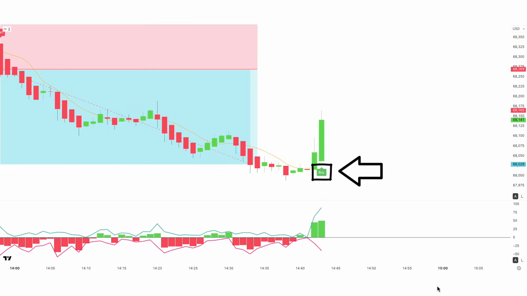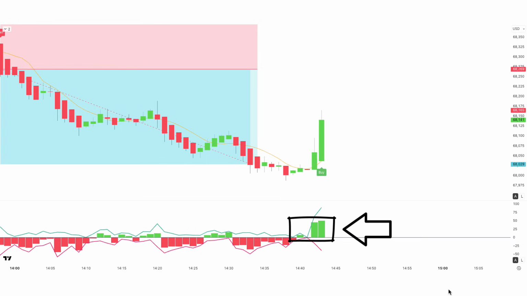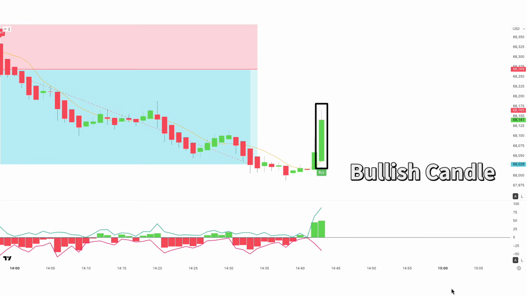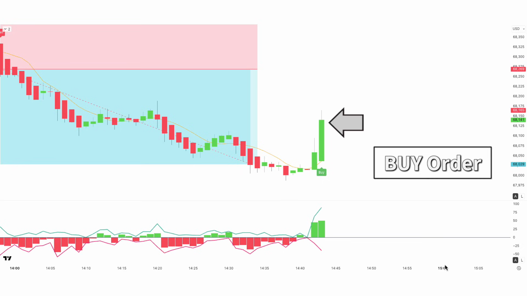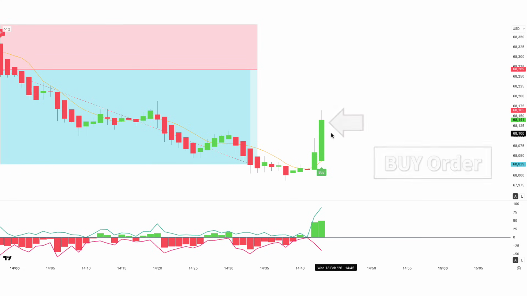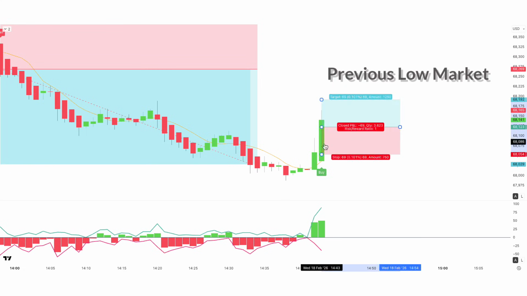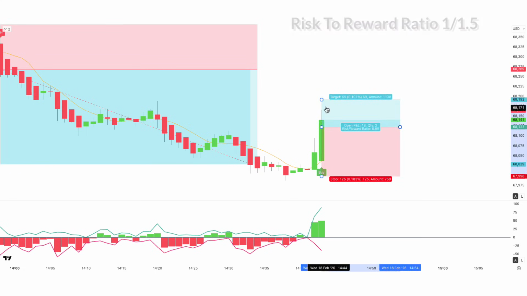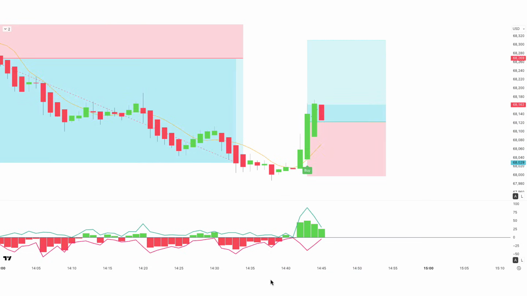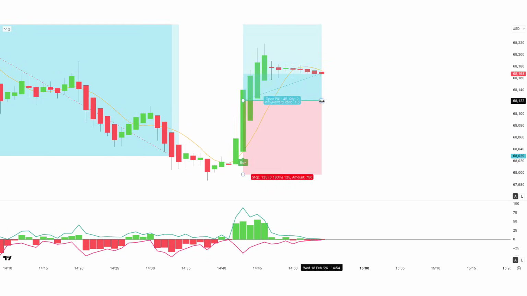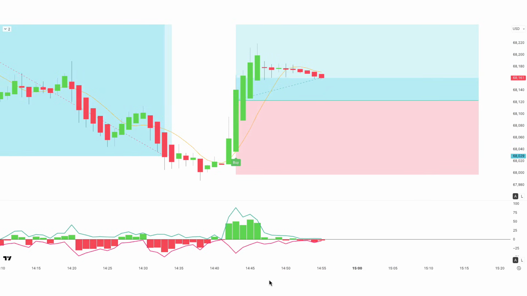Here the breakout pullback arrow of this indicator is a buy signal. Here the Elder Ray indicator shows green columns. Here the market has made a bullish candle to give confirmation. So all our conditions are being fulfilled, so we are placing an order to buy. Our stop loss is to be placed at the previous low of the market, and the risk to reward ratio will be 1:1.5. Let's see what happens to our trade. Our trade is running in profit.